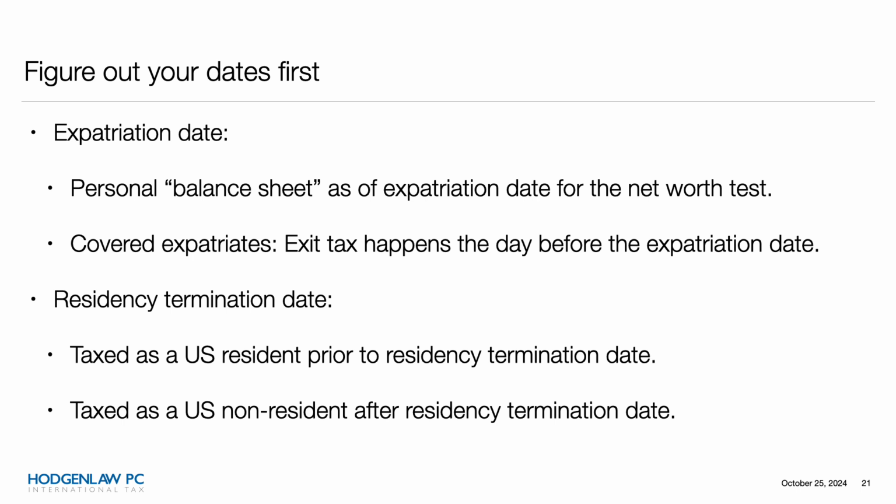For the residency termination date, that date is important because that's the dividing line between being a U.S. resident and a U.S. non-resident. Note that the expatriation date is kind of irrelevant for the dividing line between residency and non-residency. You really only look at the residency termination date for that. And when you're lucky, the expatriation date and the residency termination date happen to be the same day, and it's a little bit easier to prepare the tax return in that situation.